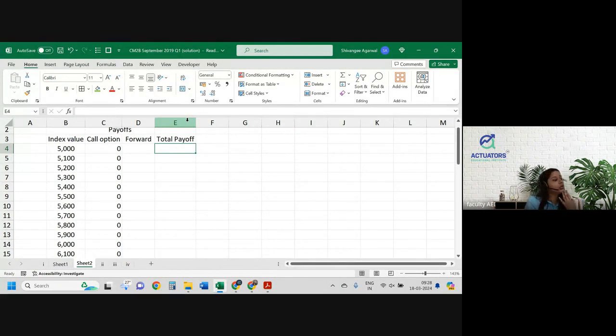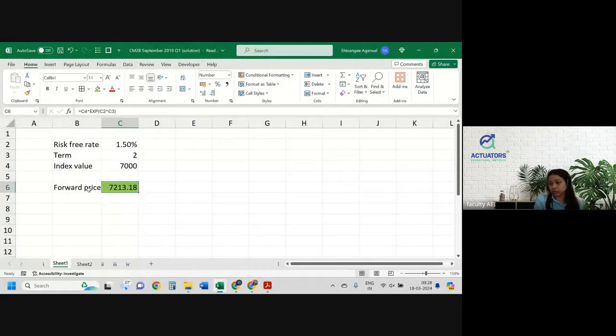What do you understand by short forward position? It's the contract to sell the share at a given price. And that price is already determined, right? Very good. K minus ST. So we are selling the share, and we are getting this fixed amount. So, obviously, if the share price is below 7213, we'll make a profit. As soon as the share price crosses the 7213, we'll start to make a loss. Because we are selling a share at a higher price, but we are getting only 7213.